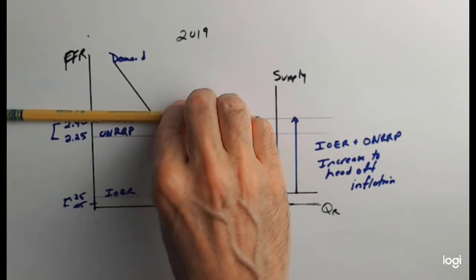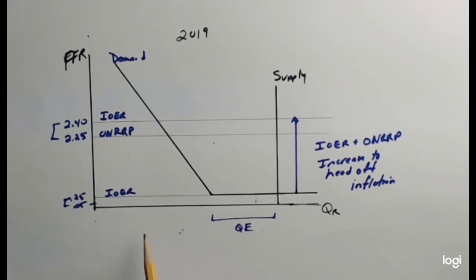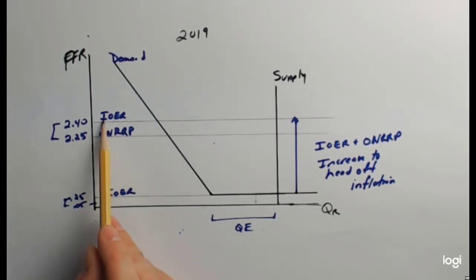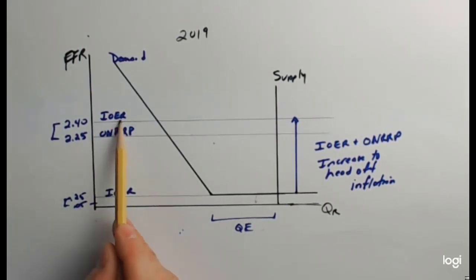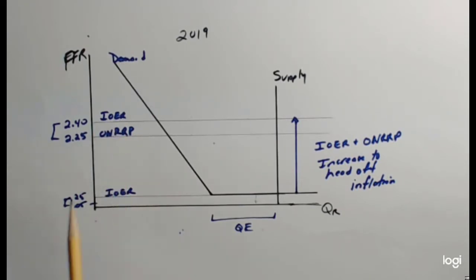But there's more to the story. Another reason that the Fed started paying interest on excess reserves is this. Suppose the Fed runs out of assets on its balance sheet.